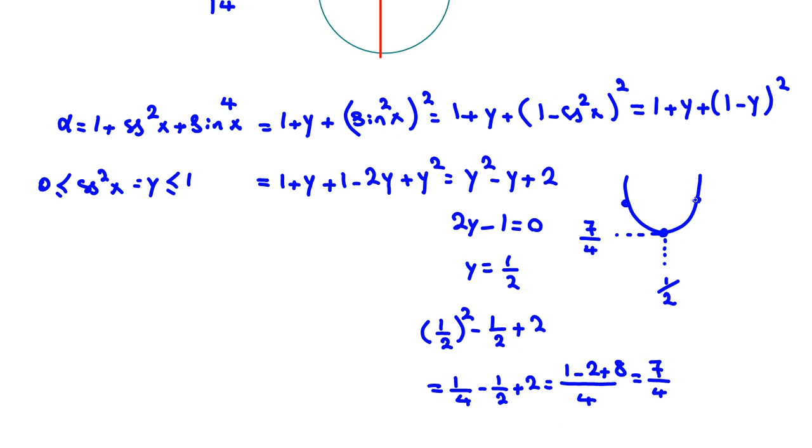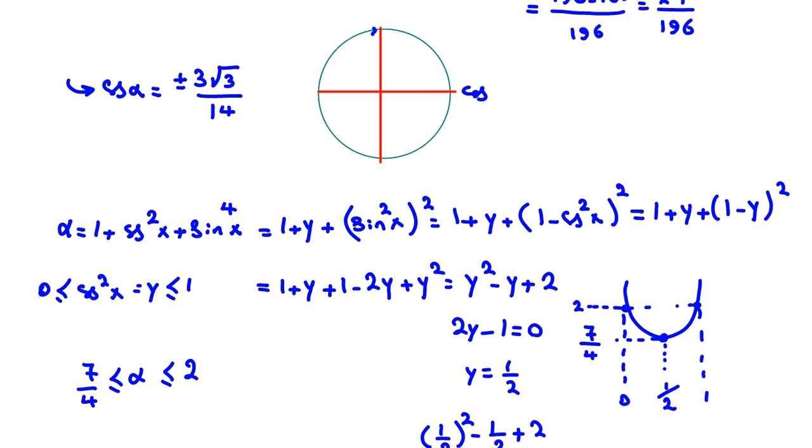Okay. Now we know y is from 0 to 1, so 0 and 1 will reach the same value. 0 will give 2. If we replace 1, 1 minus 1 plus 2, it will also be 2. So we can understand, because cos squared x is from 0 to 1, alpha is from 7 over 4 to 2.